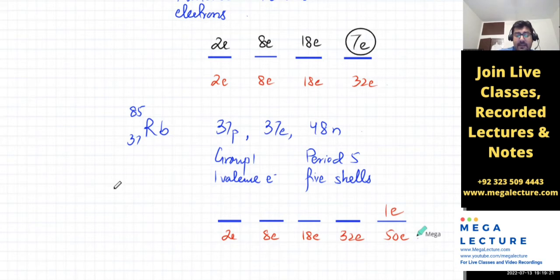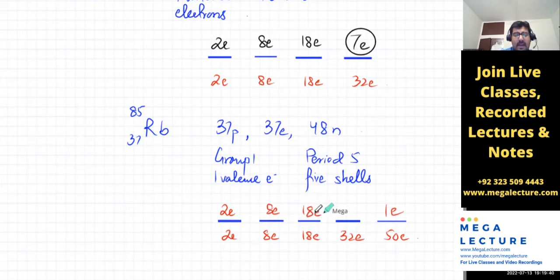But writing the electronic configuration, I'm going to start off with the last one electron. How many electrons am I left with? 36. So 2 electrons, then I'm going to fill the rest of them. 2 electrons, 8 electrons, 18 electrons. How many more to fill? I need to make it up till 36.